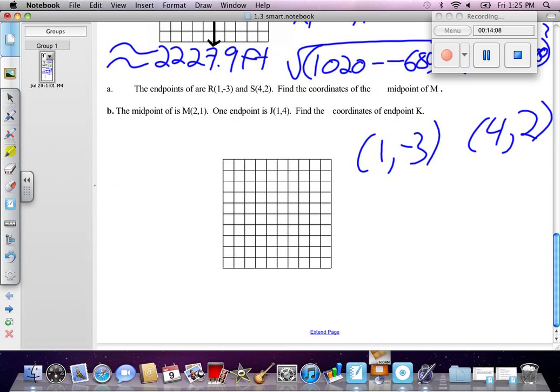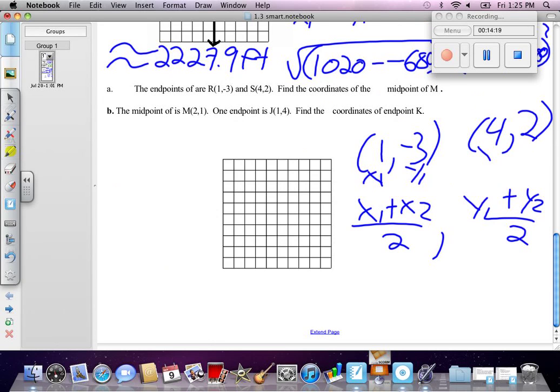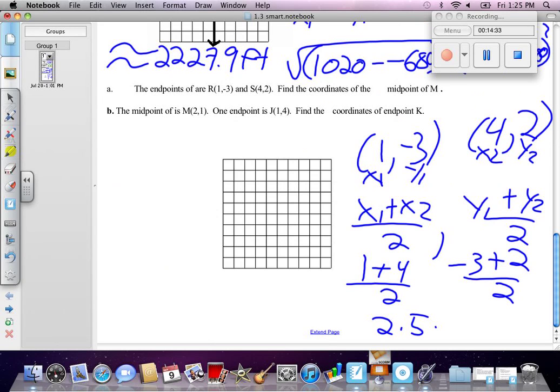We know the midpoint formula is x1 plus x2 over 2, and y1 plus y2 over 2. We got x1, y1, x2, y2. So you just got 1 plus 4 over 2, and negative 3 plus 2 over 2. 1 plus 4 is 5. 5 divided by 2 is 2.5. Negative 3 plus 2 is negative 1, so we get negative 0.5.